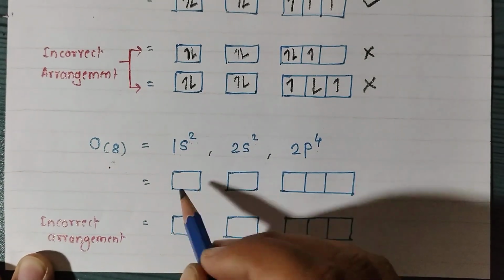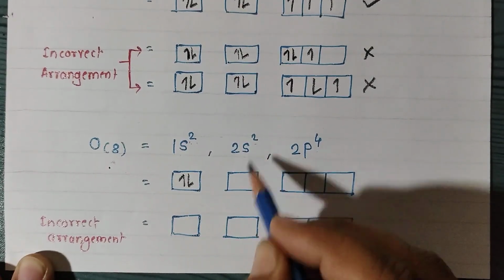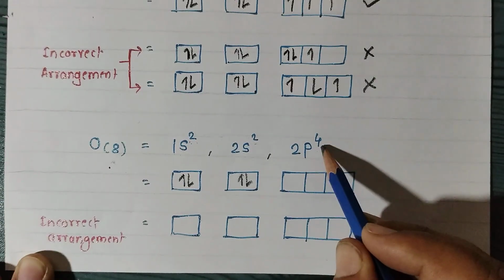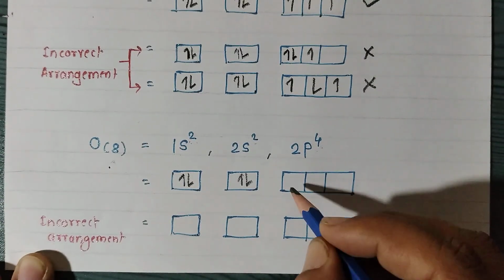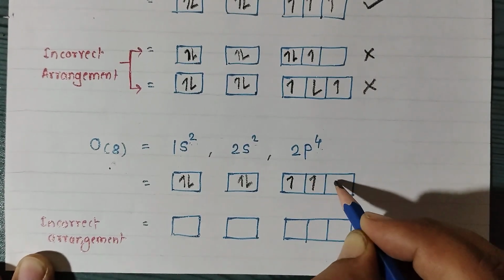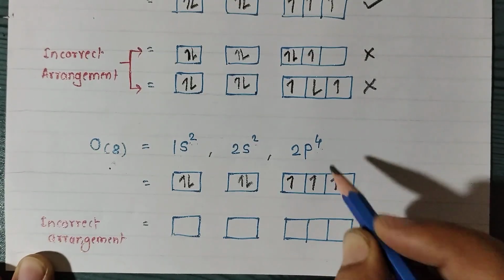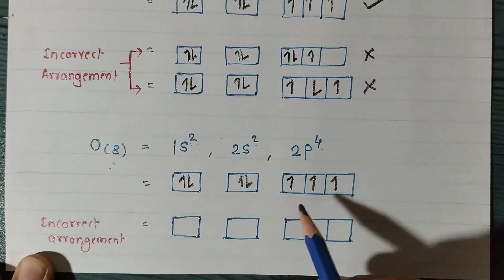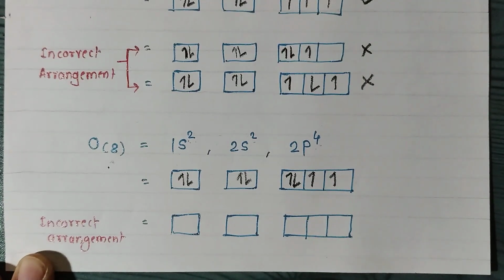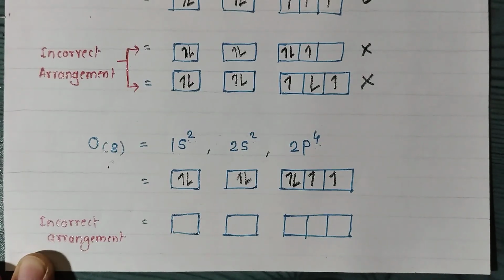In the 1s we fill electrons in this way. In the 2s, 2 electrons fill in this way, and in the 2p there are 4 electrons. How can we fill these 4 electrons according to Hund's rule? 1, 2, 3. First of all we fill these 3 electrons singly. But here there are 4 electrons, so after filling these 3 electrons we pair up the fourth. So 4 electrons fill in this way.